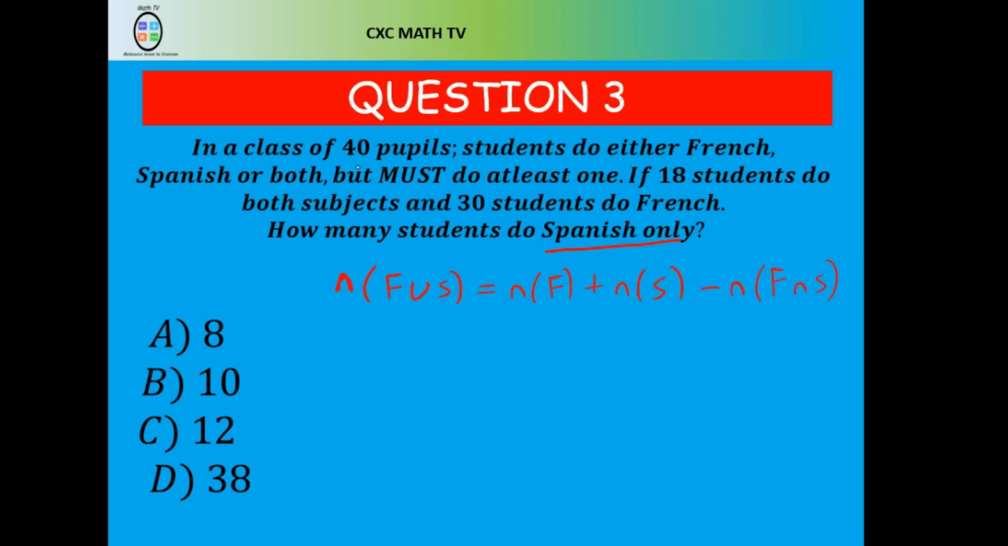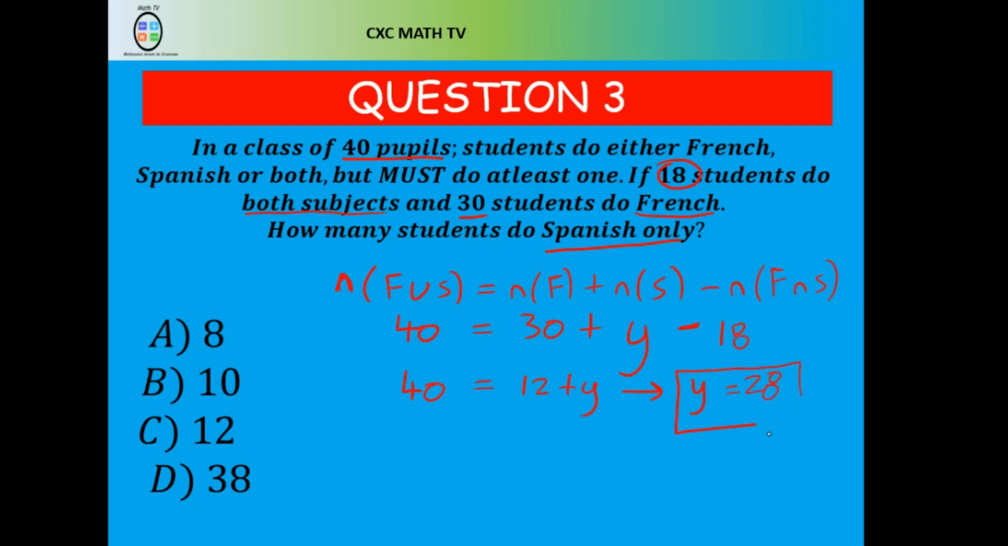So the union, they said, was in a class of 40 pupils. And then how many do French? They told us French was 30. We don't know Spanish, right? Let's call Spanish Y, minus the intersection. How many do both French and Spanish? They said 18 do both. So minus 18. So in that case now, 30 minus 18 is 12. So that's 12 plus Y equal 40. Then which number plus 12 gives us 40? That must be 28. So Y equal 28.